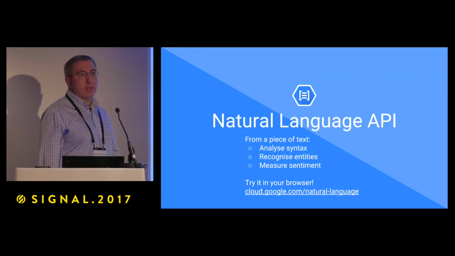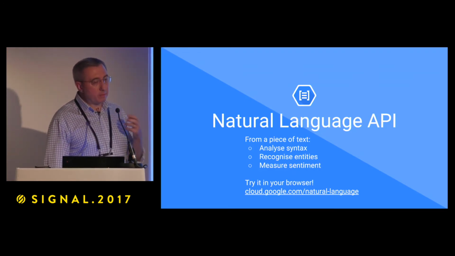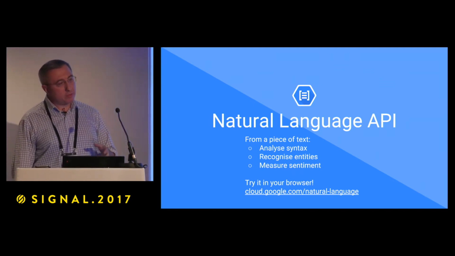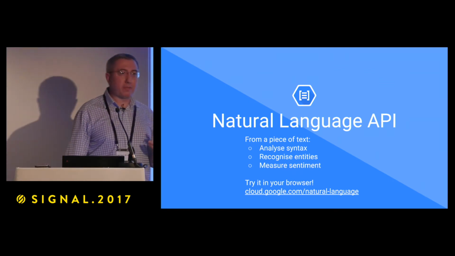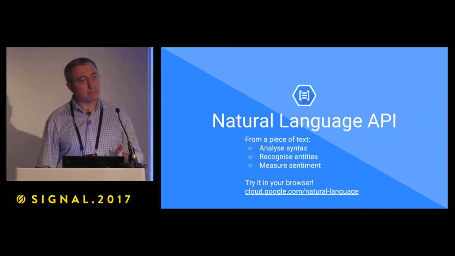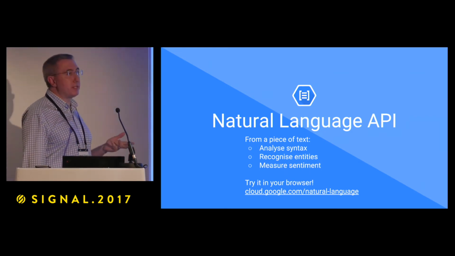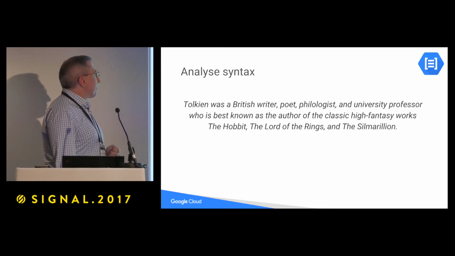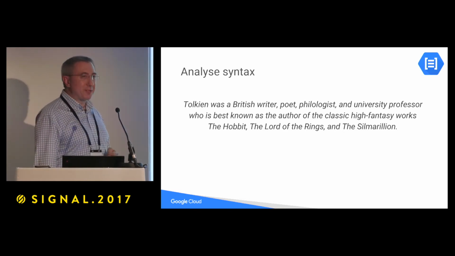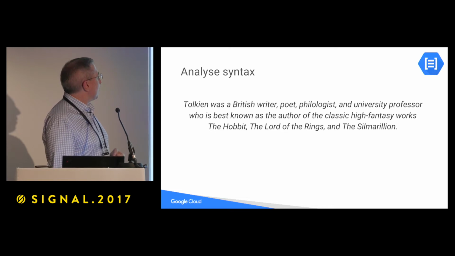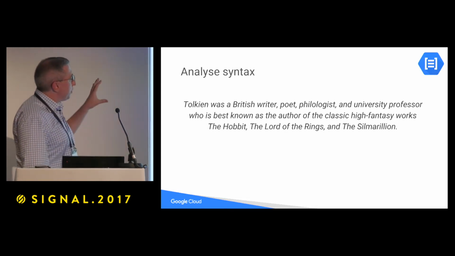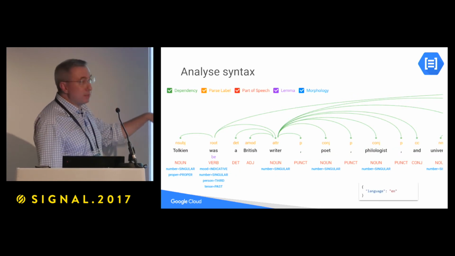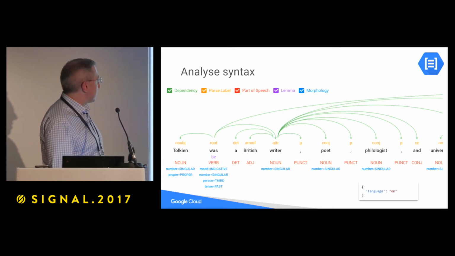So the natural language API takes text as an input. From this text, you can recognize three things: the syntax, the entities, and the sentiment. A few examples. I took a British example. So Tolkien was a British writer. If you put that sentence into the API, what you will get is this analysis.